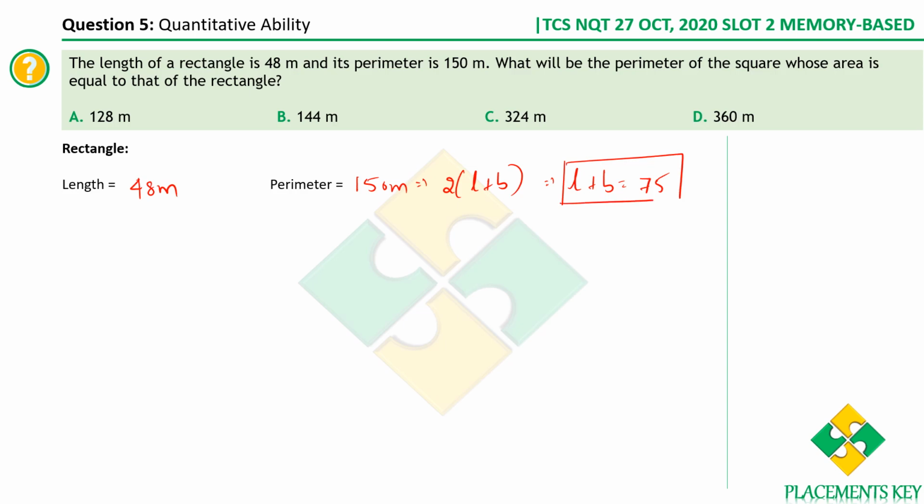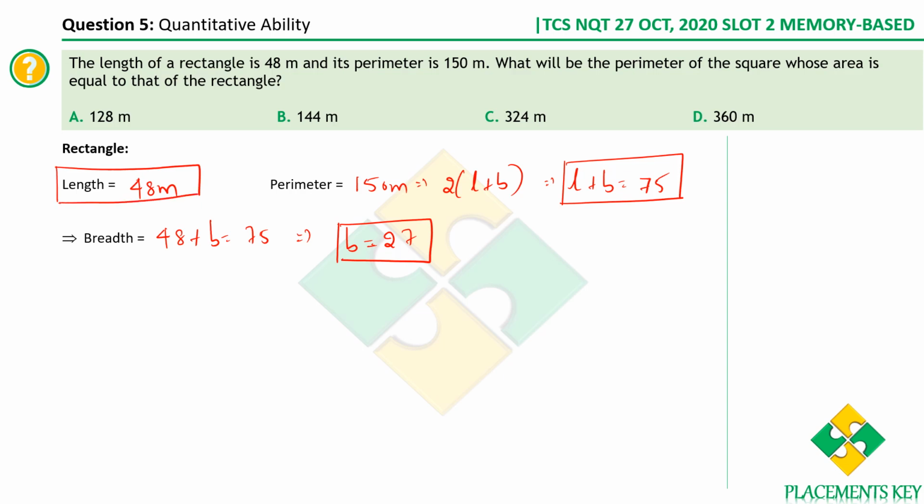Okay, fine. So we already know the value of length. So length is 48 plus breadth is equal to 75. Therefore the value of breadth is 75 minus 48, which is 27. Therefore we know the value of length and the value of breadth as well. Now we can compute anything, right? What is the area of the rectangle? It is 48 into 27, length into breadth. I'm not computing the value, I'm leaving it as such. So many meters square.